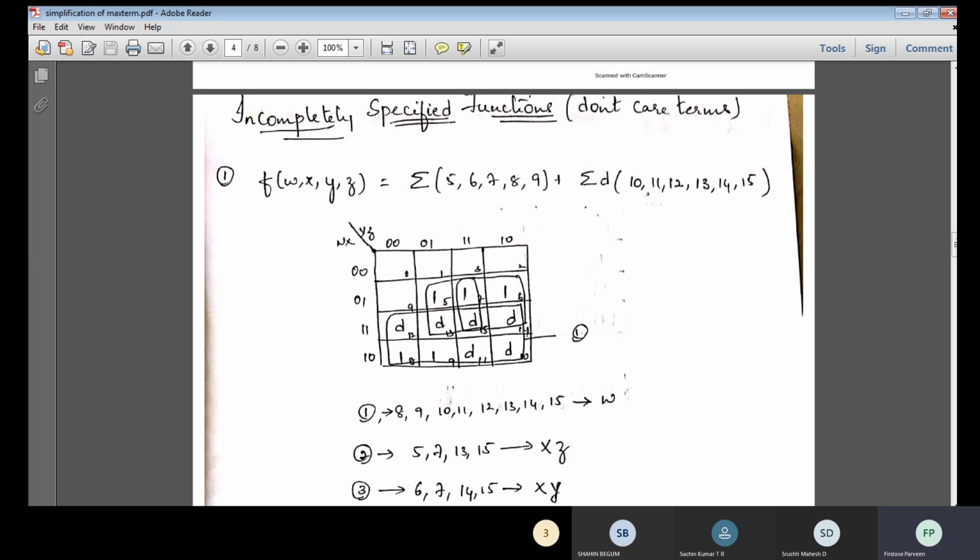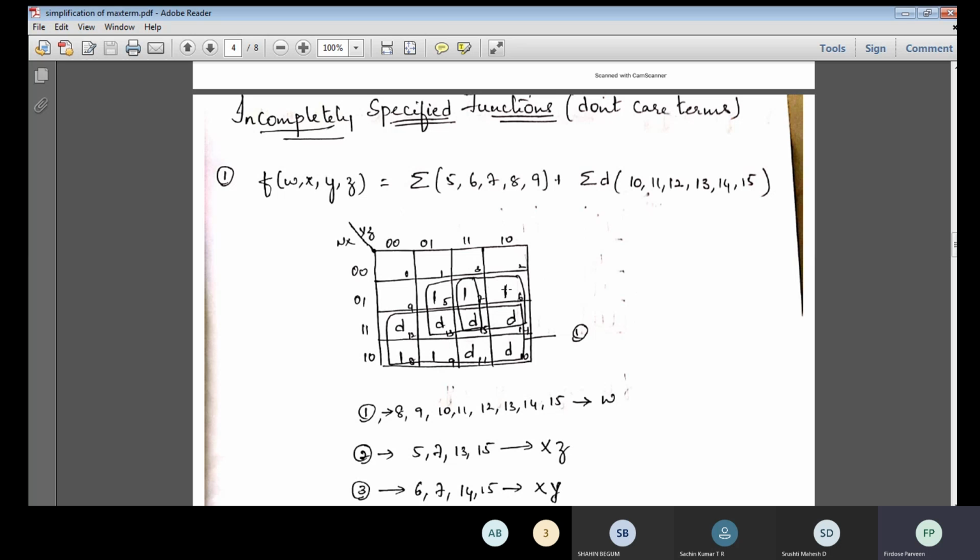Now one is remaining here, that is in cell number 6. I have to group that also. How will I be grouping? Again, I can use these don't care terms to group this one. I don't want a single group for cell 6, because there is an option to use these don't care terms as well as this one also. Why? Because it is adjacent. Though it is grouped in another group, I can group it once again.